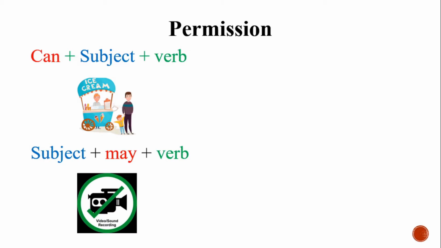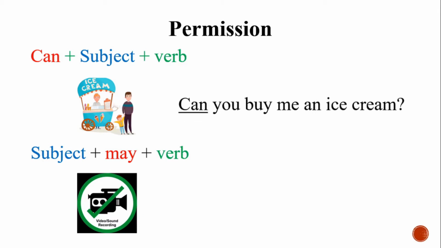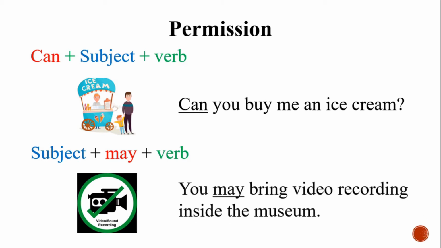Let us create a sentence by following the formula. If you are asking for permission, you follow the formula can plus subject plus verb. Thus, can you buy me an ice cream? If you are allowed to do or bring something, you will start with a subject plus may plus verb. You may bring video recording inside the museum.